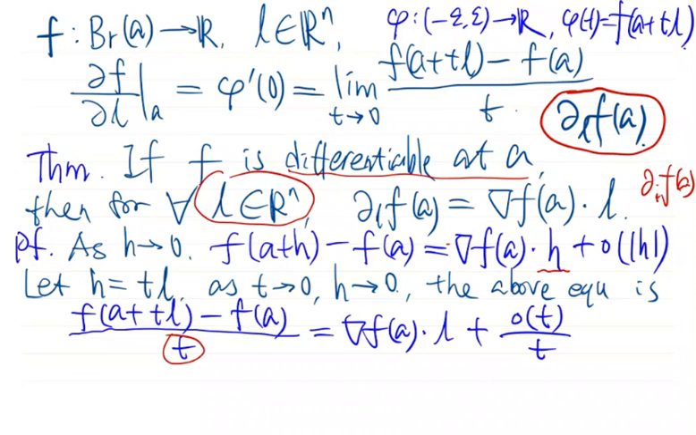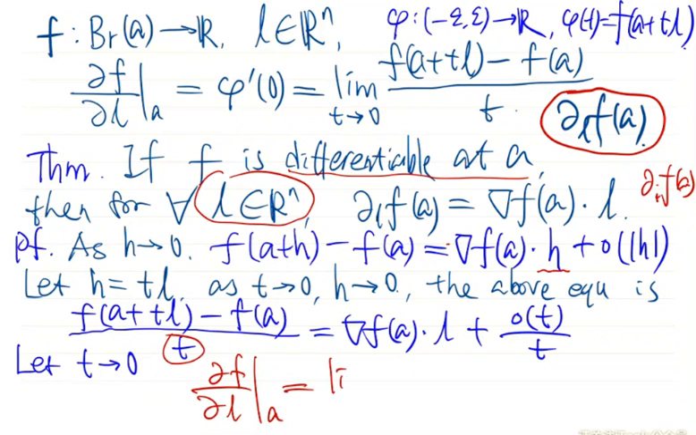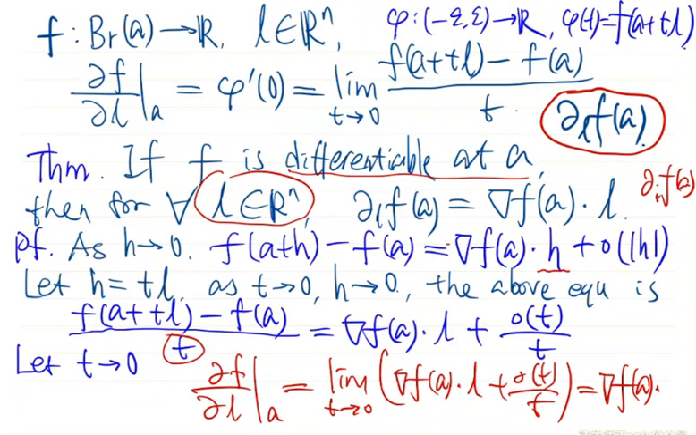Okay. Now we let t go to 0. The left hand side is the directional derivative at the point a by definition. If the limit of the right hand side exists, then the limit of the left hand side exists, and is the directional derivative. So the limit of the right hand side is exactly the inner product of the gradient of f at a and L. So this proves the theorem. Okay, so the proof is very easy, but the conclusion is very important. This equality tells us some very useful information.